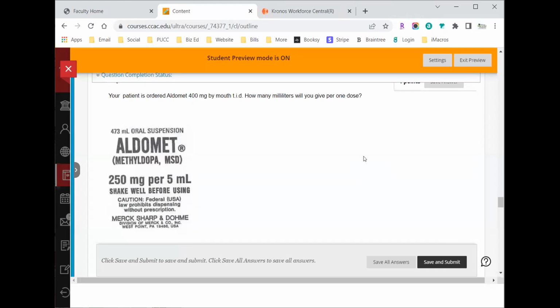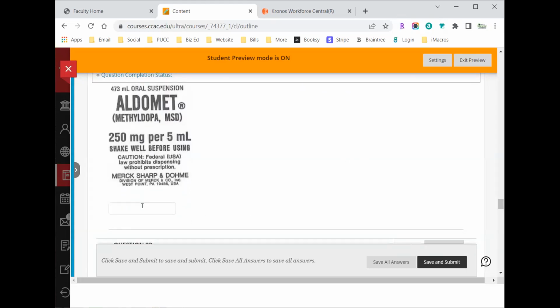This question should look familiar. You've seen that picture before, the Aldomet question. Aldomet is ordered 400 milligrams by mouth 3 times a day. How many milliliters will you give per dose? So you're going to take your order, 400 milligrams. You're going to divide by your available, 250. And then you're going to multiply by your quantity. And it looks like we're all getting 8 milliliters.